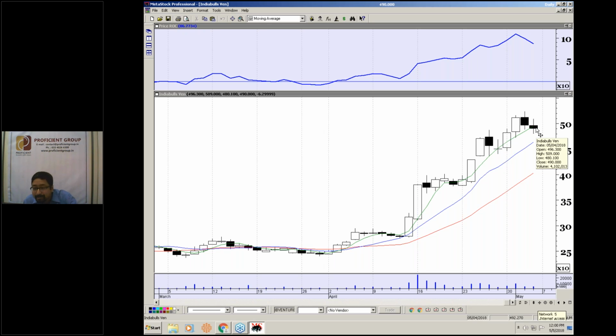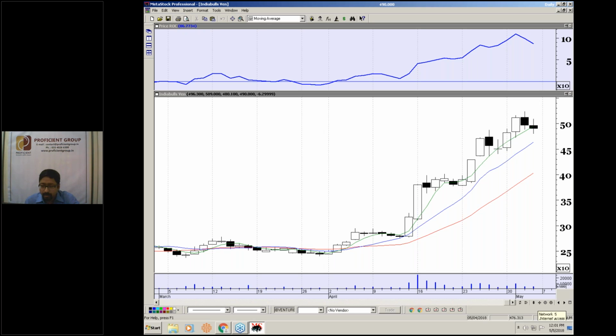In that case, what will be the stop loss? The stop loss is the recent low that has been made, which is 480 odd levels. So that is another buying condition. If prices go above 510, you will take a buy with a stop loss at 480. So this is the entire logic of the triple screen trading system.